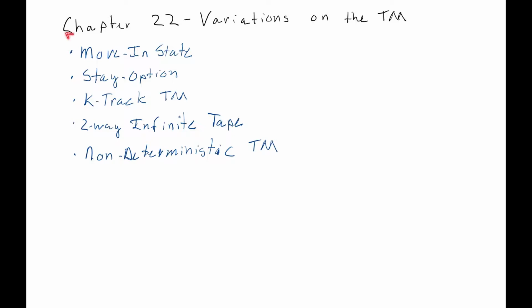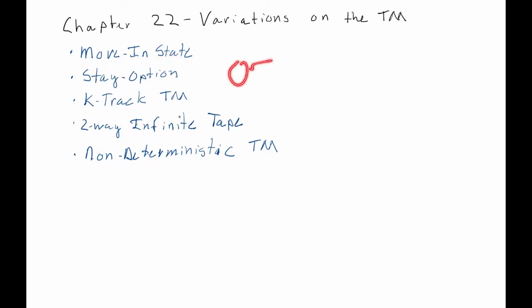Welcome to CS 320, Chapter 2, Variations on the Turing Machine. In this case, we're trying to design a Turing machine that could be more powerful than the Turing machine that we've learned about already. So a couple of ideas are the move in the state.